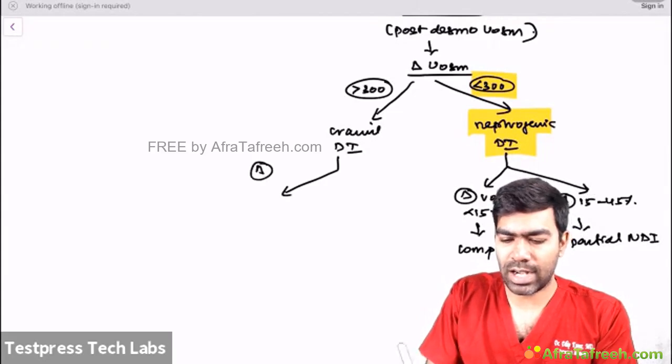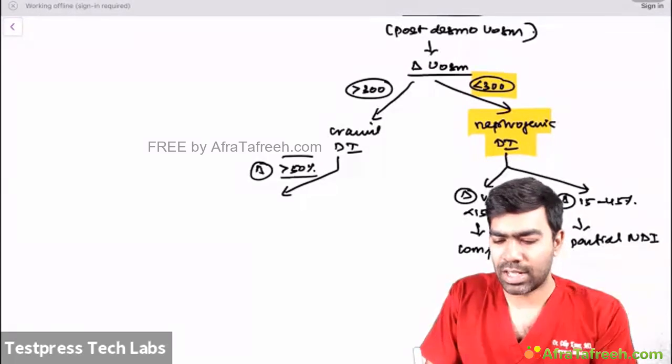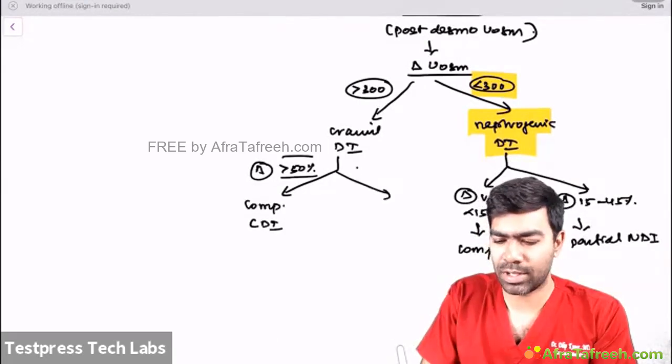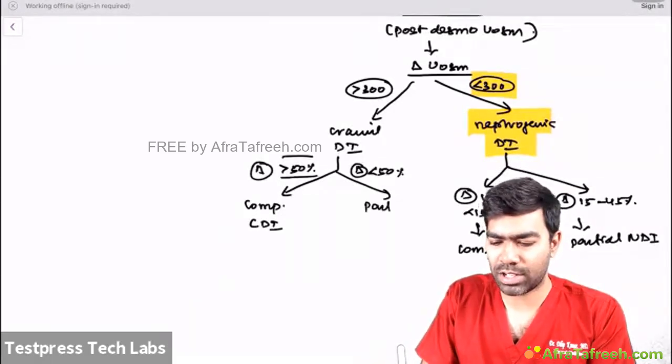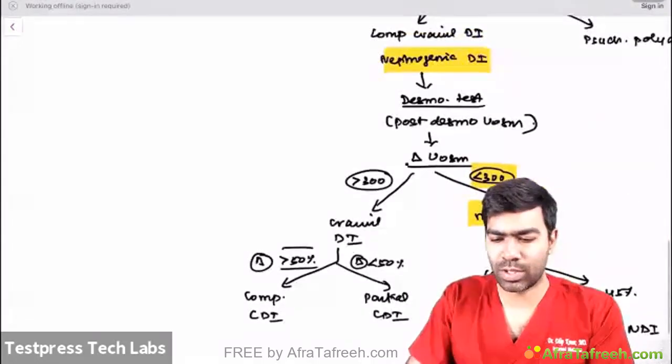If the delta change in the urine osmolality is more than 50%, then it indicates a complete ADH deficiency. So it will be a complete central diabetes insipidus, or a cranial diabetes insipidus. If the change in urine osmolality is less than 50% from the previous water deprivation value, then it will be a partial central diabetes insipidus. So this is how the textbooks will give.